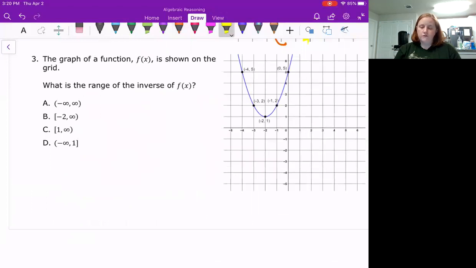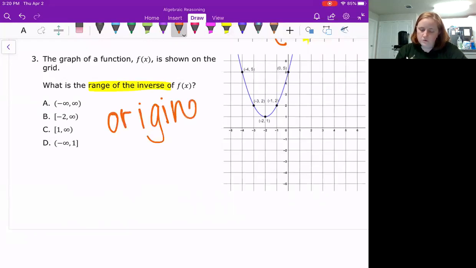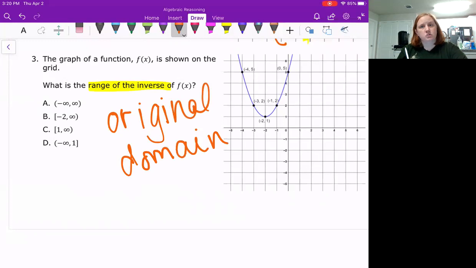The graph of a function is shown on the grid. We want the range of the inverse. So this time, range of the inverse wants the original domain, because again, they switch. So if I want the domain, I'm not looking at any of these y numbers. All I care about are my x's. So that is from the left to the right.